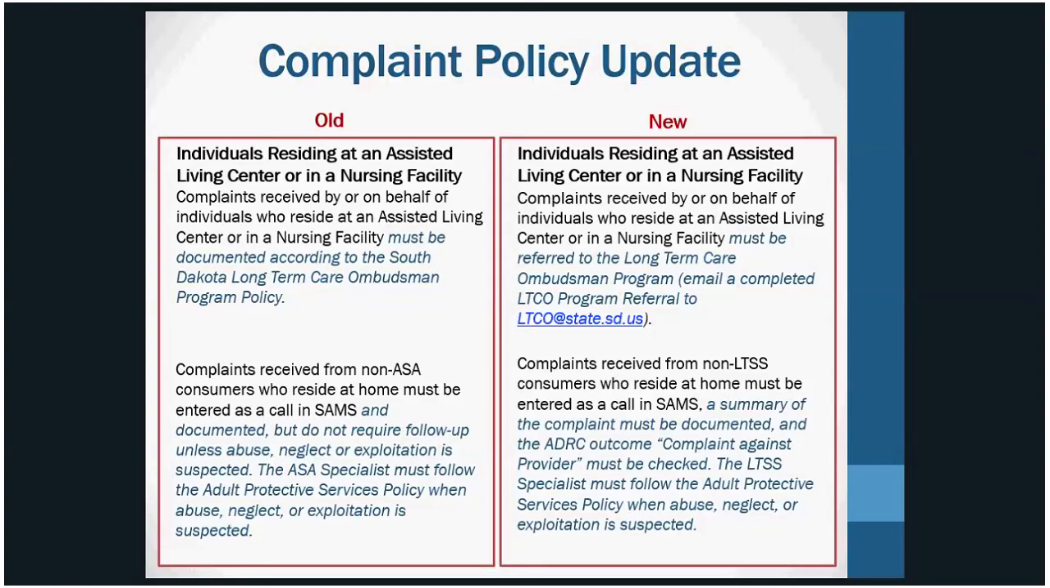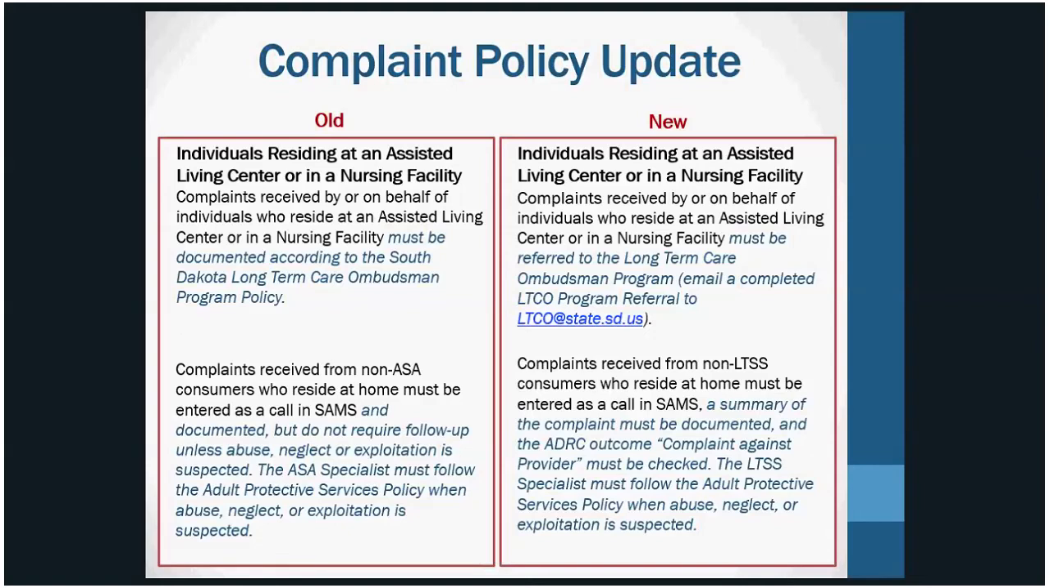ltco@state.sd.us email address. In addition, complaints received from non-ASA consumers, as you can see there, was changed to LTSS consumers, and instead of what it says on the left there, now we need to document a summary of the complaint, and we've added an ADRC outcome of complaint against provider. So if you can check that box when you're documenting a complaint from a non-LTSS provider, we can pull those reports into our complaint review process. And the only follow-up that you would need to do on a non-LTSS consumer is if there's abuse, neglect, and exploitation suspected, in which case you'd follow the Adult Protective Services policy.